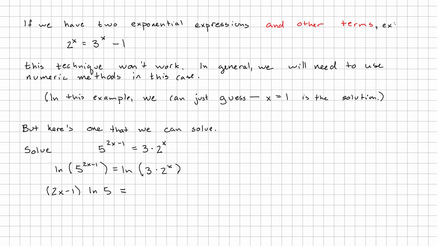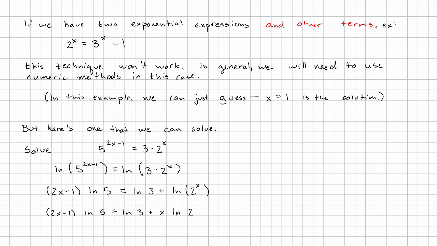On the right, first we need to split up this multiplication. So that'll be log of 3 plus log of 2 to the x. And then that second term becomes x times log of 2. Now, remembering that this log 5, log 3, log 2, those are just numbers. We're now going to just solve this normally.